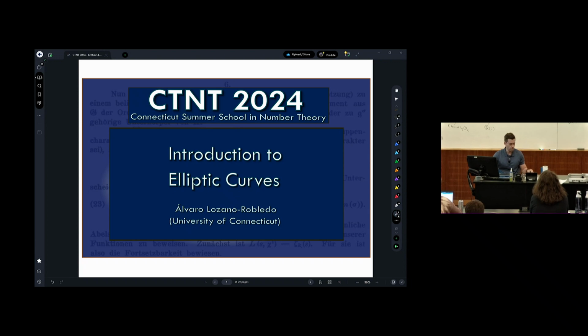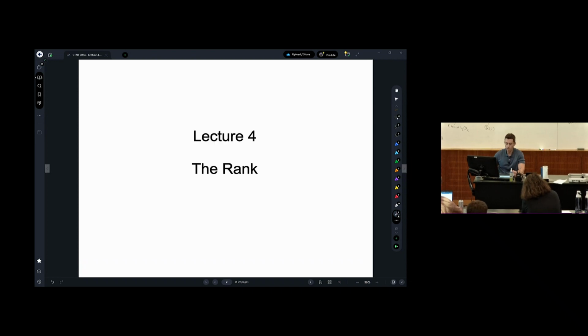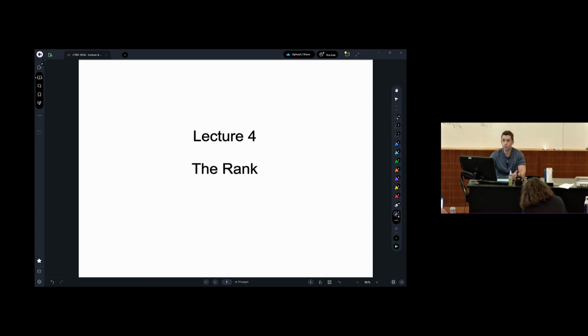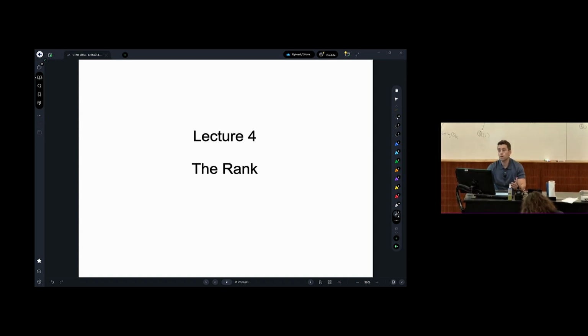Fourth and last lecture this year on elliptic curves, and in fact the last lecture of the entire summer school. So before, we've talked about elliptic curves, we've talked about models of elliptic curves, we've talked about the torsion subgroup. Once we heard about the Mordell-Weil group, we learned how to compute torsion subgroups. So today is the day, the time has come for the rank.